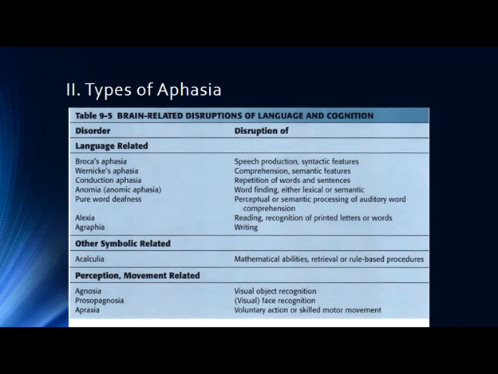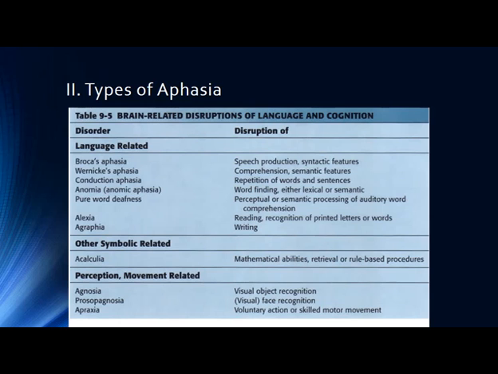Conduction aphasia is this very odd type of aphasia where these two, Wernicke's and Broca's areas, get disconnected, and as a result, people can't repeat back words that were said to them. They can understand language fine. They can produce language perfectly fine, but they simply can't repeat things back because there's no connection between these two areas.